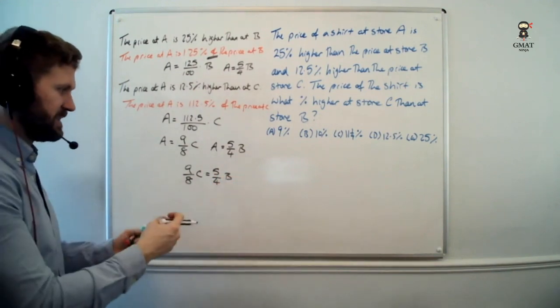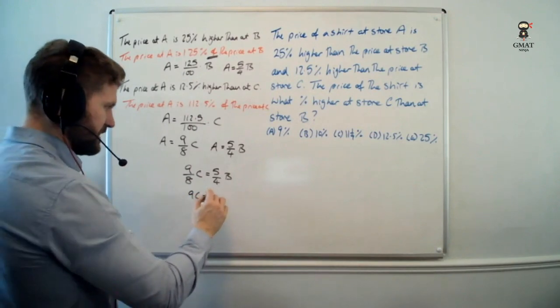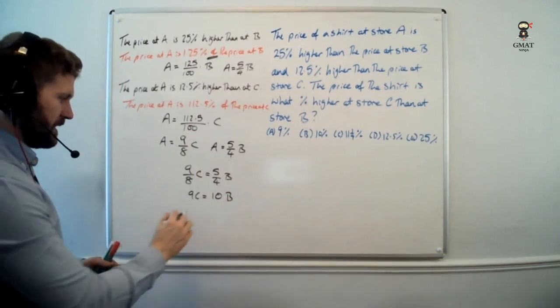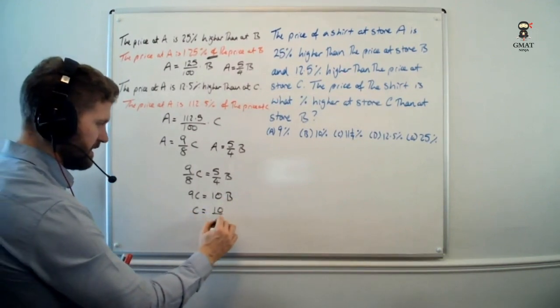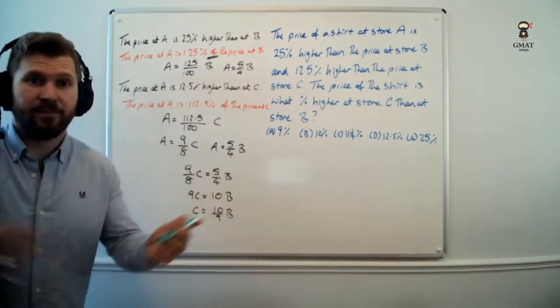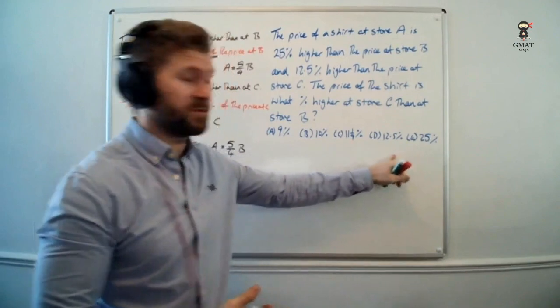Now, as I said, I want to make C the subject of this. So if I multiply both sides by 8, I'm eventually going to get 10B. And then divided by 9, C is 10 over 9B. Now, 10 over 9, if I was to convert that into a percentage, that's going to be more than 100, which is none of my answers.